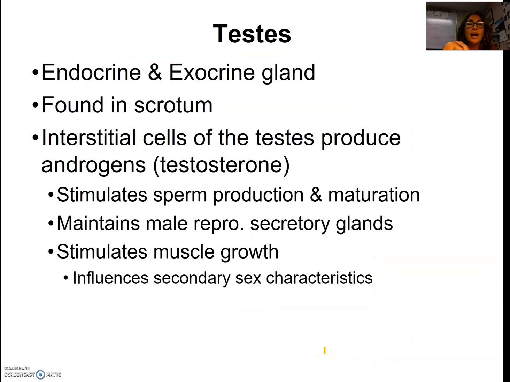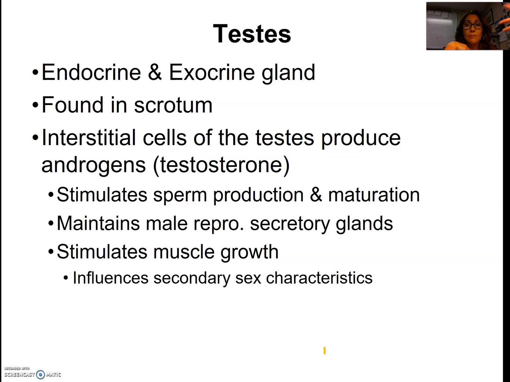They also have endocrine and exocrine function. The testes in a male are found in the scrotum when they're sitting outside of the body. They can be pulled back up closer into the body for a variety of reasons. They contain interstitial cells that are going to be producing testosterone mostly, but perhaps other androgens.